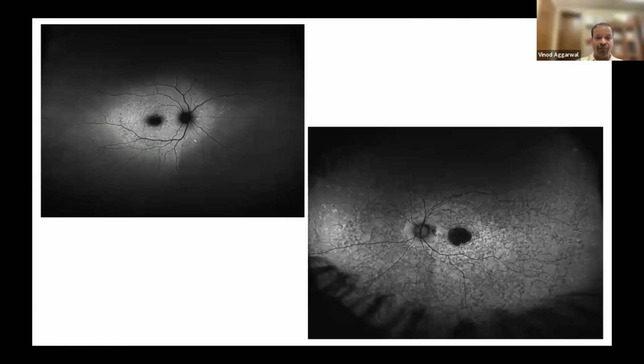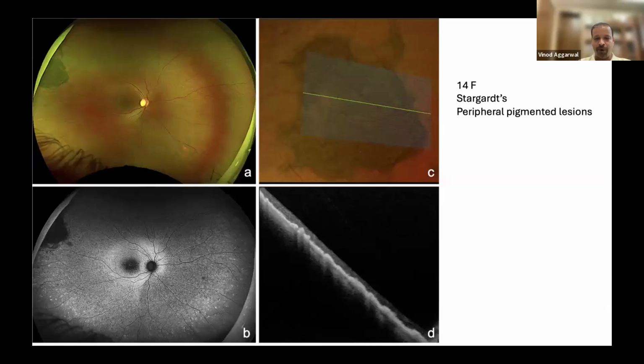So one thing of note is that most of these patients go to several ophthalmologists, and they end up getting antioxidant supplements. So this is one category of disease where specifically antioxidants and vitamin A supplements should be avoided, as that can aggravate the deposition of lipofuscin deposits, which are the basic problem in these particular patients.